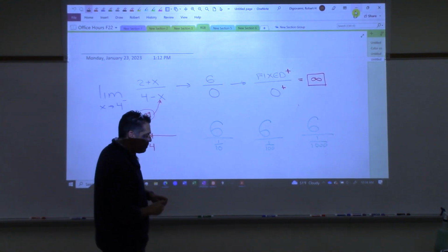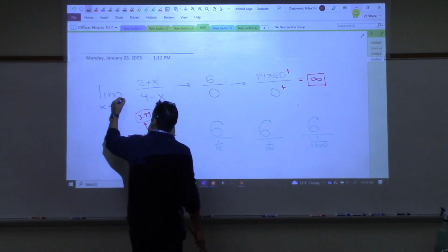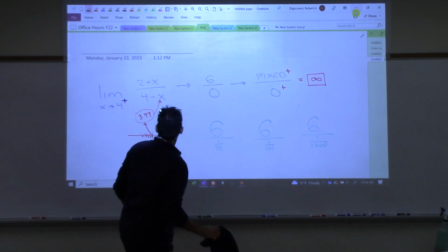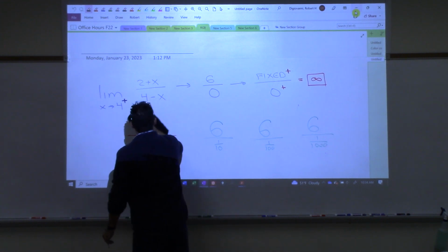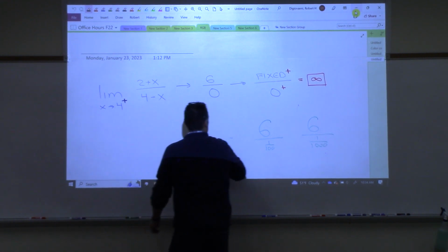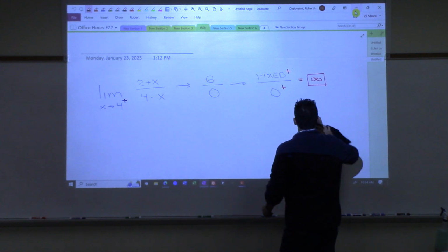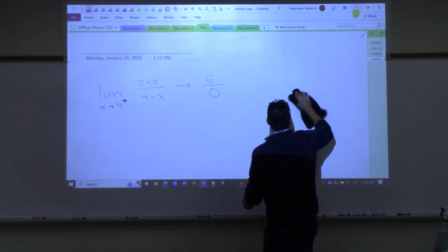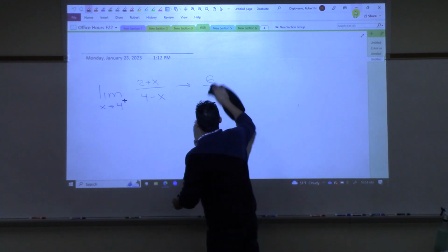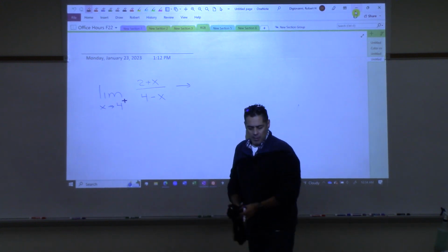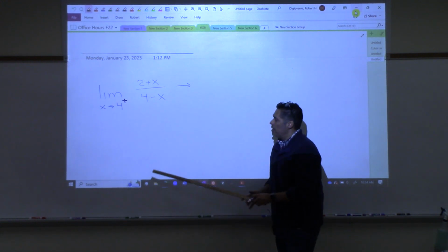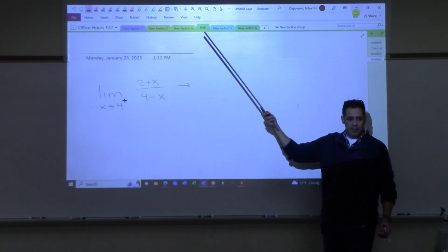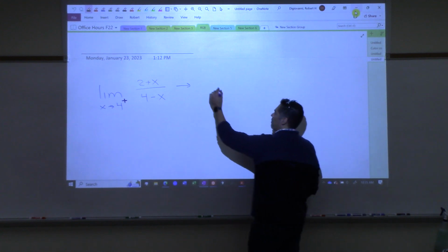So let's do the same problem, but let's change it, and let's come in from the right-hand side. So I'm approaching 4 from the right. All right. What do we get when we approach 4? So direct substitution first, you get 6 over 0. Same thing we had before, right?